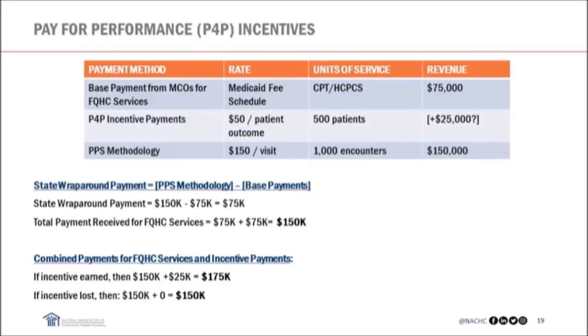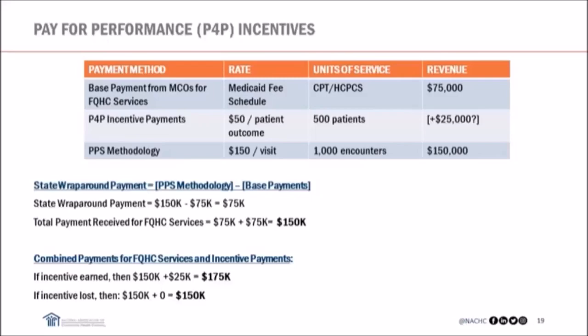Under PPS, the health center is compensated $150 per visit, and let's say in this example, during the course of the year, they would have 1,000 encounters and generate, under PPS, $150,000. So the state calculation is very straightforward. You look at how much the wraparound payment is determined by taking the total compensation the health center would have earned under PPS, which is $150,000, deducting the amount that the health center received in compensation for base payment from the MCOs for FQHC services, which is $75,000, and then there's a balance owed by the state of $75,000 in wraparound payments. In this example, the health center would receive $75,000 from the MCO, $75,000 from the state in wraparound, earning their total of $150,000.